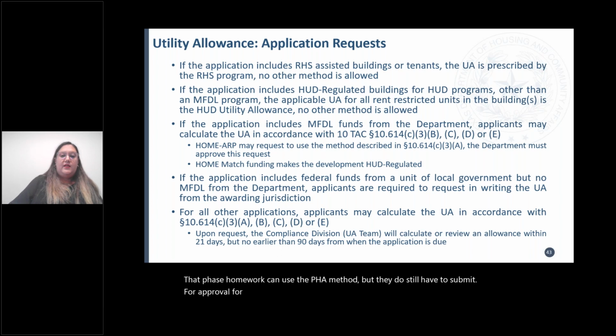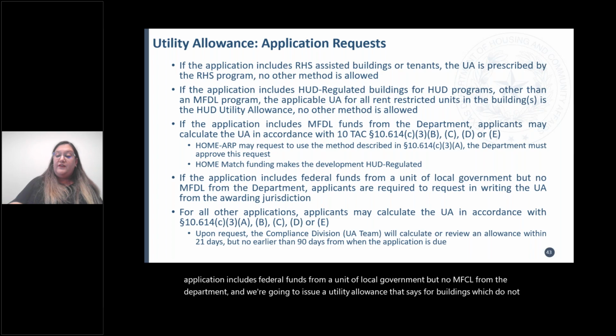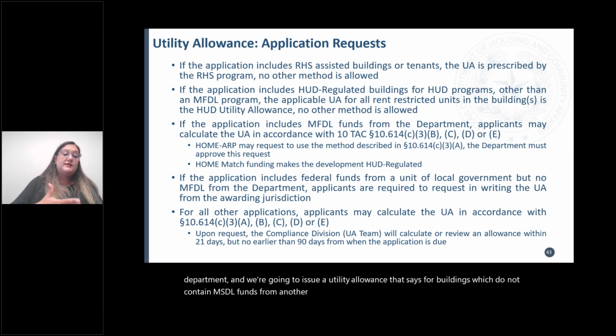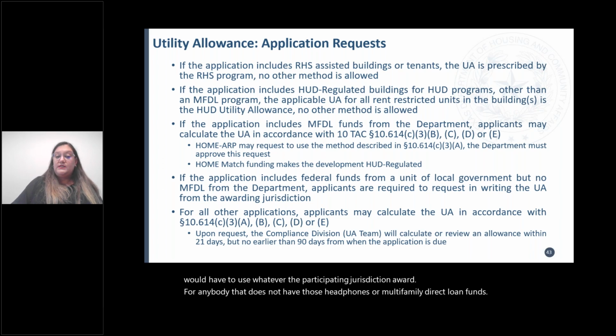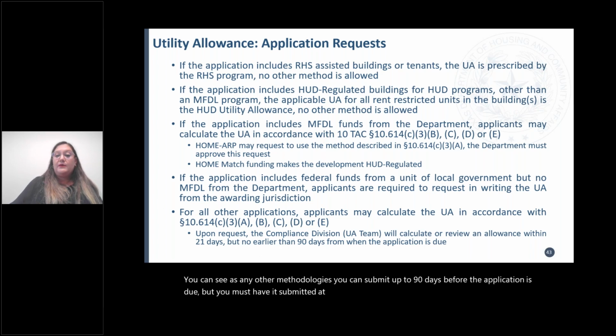Home match funding makes a development HUD regulated. If the application includes federal funds from a unit of local government, but no MFDL from the department, we're going to issue a utility allowance that says for buildings which do not contain MFDL funds from another participating jurisdiction, you can use this. For all others, you would have to use whatever the participating jurisdiction awards. For anybody that does not have those HUD funds or multifamily direct loan funds, you can use any of the methodologies. You can submit up to 90 days before the application is due, but you must have it submitted at least 21 days from when the application is due.